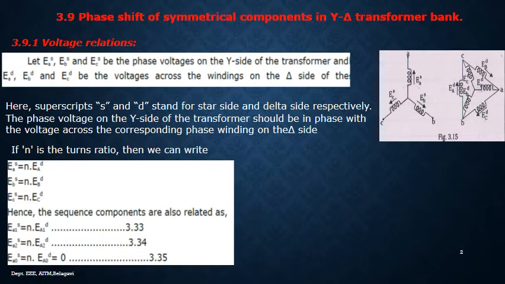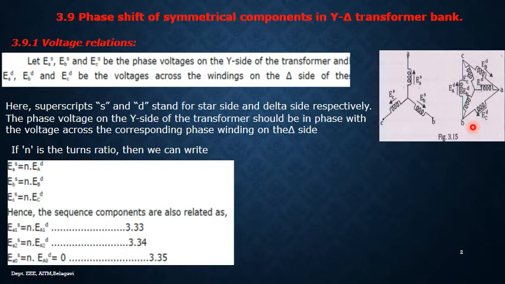In this session, we are going to start with a new topic, that is phase shift of symmetrical components in star delta transformer bank. As we know, if you want to convert a star connected system to the delta connected system, there will be a drastic change in voltage and also in the current. If you want to change from the star to the delta side, the voltages on the star side and the corresponding voltages on the delta side are different from each other.